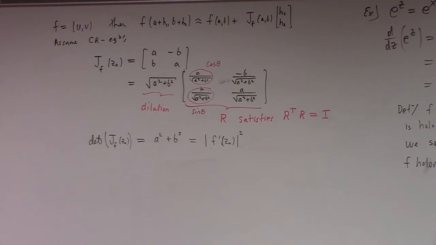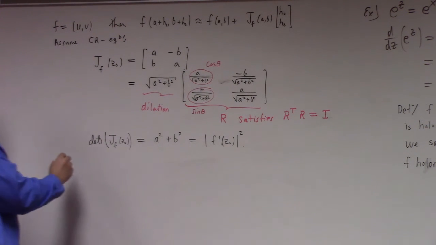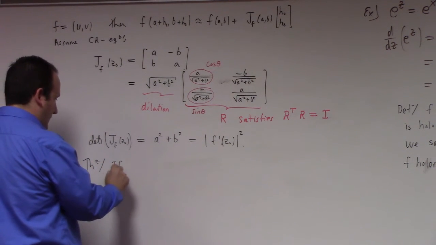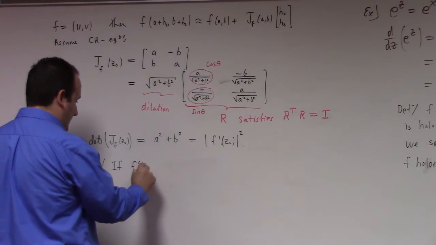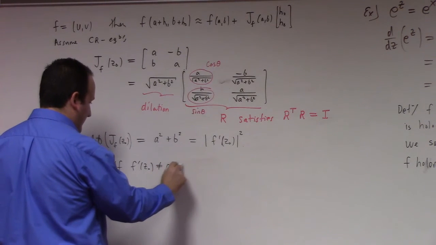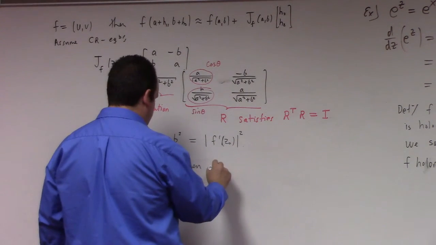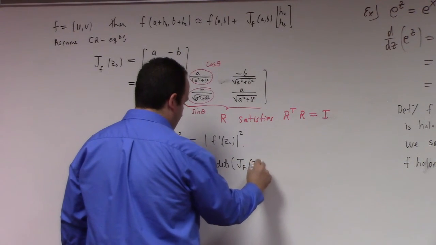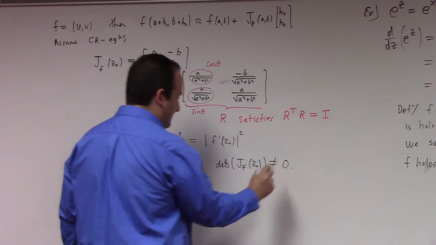It's very simple, the relation, right? So what does that say? That says, obvious theorem: if f prime of z naught is not equal to 0, then the determinant of the Jacobian of f at z naught is not equal to 0, right?